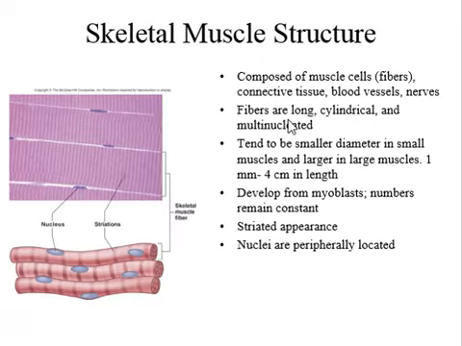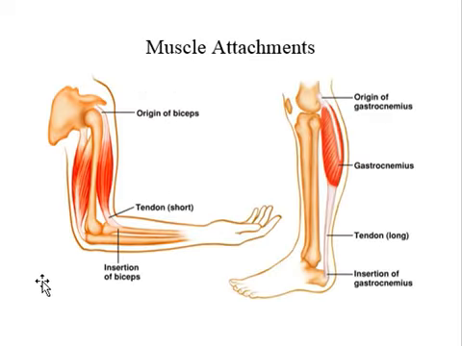Now we are going to see the structure. It is composed of muscle cells, connective tissue, blood vessels and nerves. The fibers are long, cylindrical and multinucleated. They tend to be a smaller diameter in small muscles and larger in large muscles, from 1 millimeter to 4 centimeters in length. They develop from myoblasts. The number remains constant, with a striated appearance. Nuclei are peripherally located. Now we are going to see the attachments, which were already shown in the previous slides.